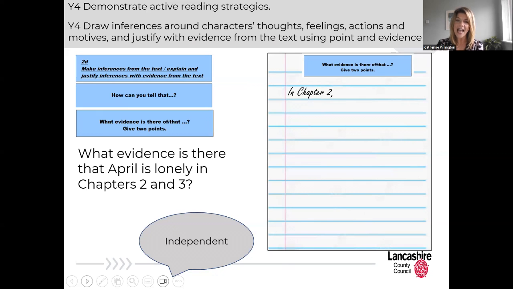The following day, we will want the children to do another short writing opportunity, but this time to provide us with some independent evidence. So you can see we have used exactly the same reading domain key prompt. What evidence is there that April is lonely in chapters 2 and 3? So today we will obviously provide the children with some time, and they will do some paired and some independent reading of chapters 2 and 3.